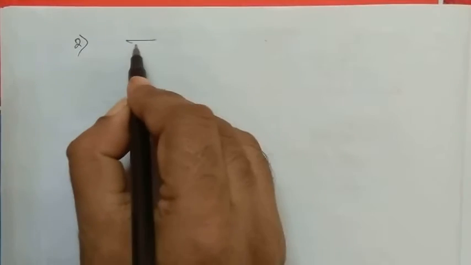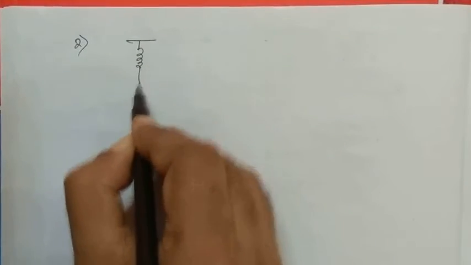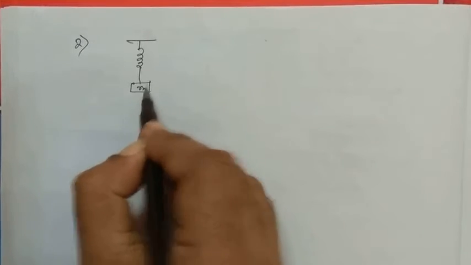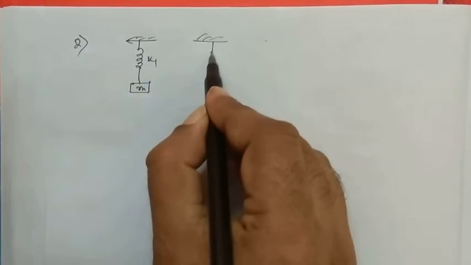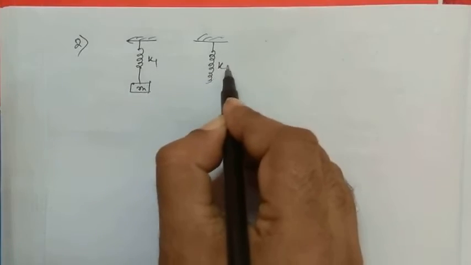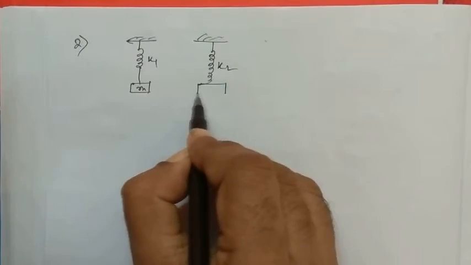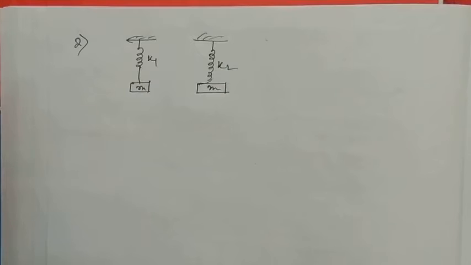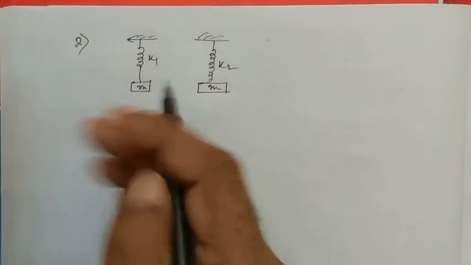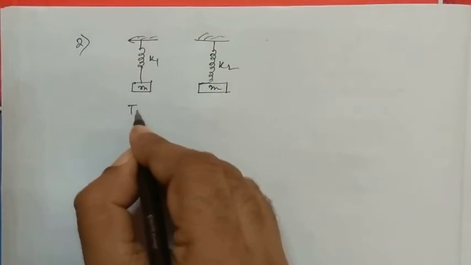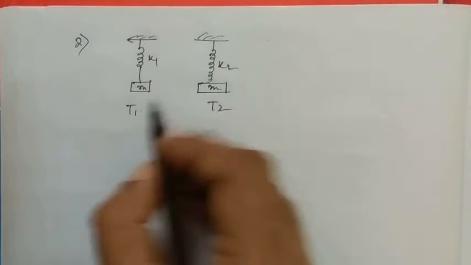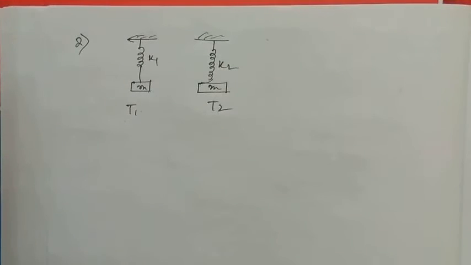Second problem, suppose we take two springs, with mass m, the spring constant is k1, another spring with spring constant of k2, and the same mass is suspended from the second spring also, that is mass of small m. Now the question is the time period of oscillation for these is T1 and T2.